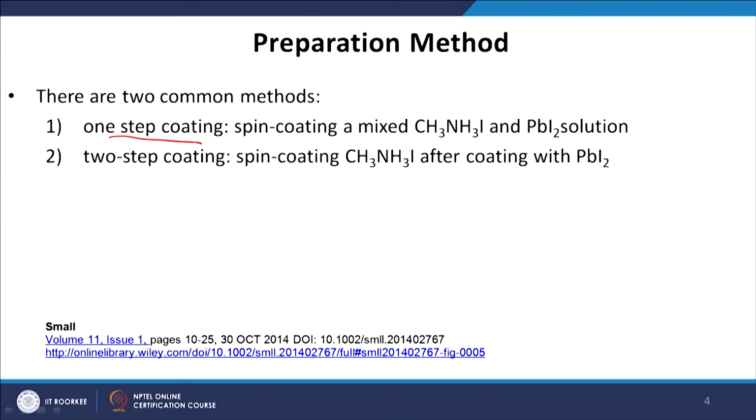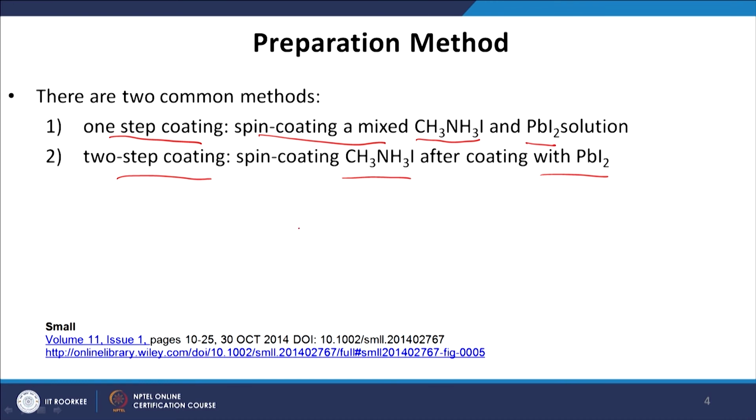Today we will discuss two commonly used techniques for the fabrication of perovskite, namely the one step coating, where you take the two different precursors CH3NH3I and lead iodide in one solution and spin coat from a mixture of them, and the two step coating, where you first coat a layer of lead iodide followed by a coating of CH3NH3I. So the two are different.